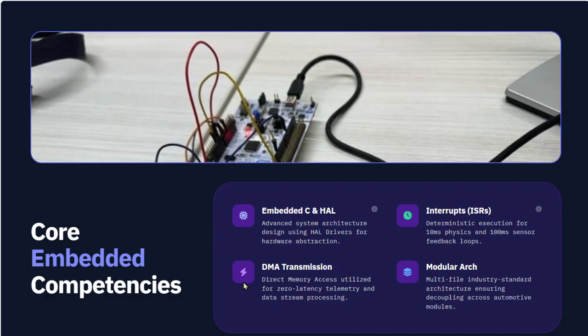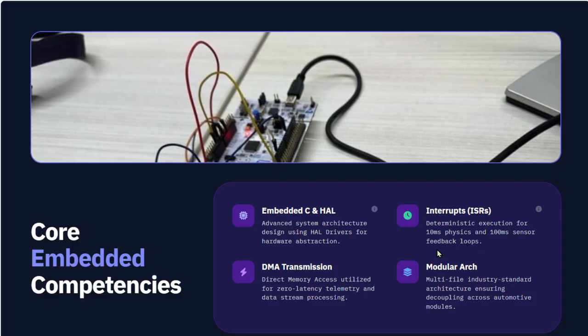DMA transmission. Instead of using a blocking print function that wastes valuable CPU cycles, I implemented direct memory access. The CPU simply formats the telemetry packet and hands it over to the DMA hardware, which streams the raw bytes over UART in the background with zero processor latency.